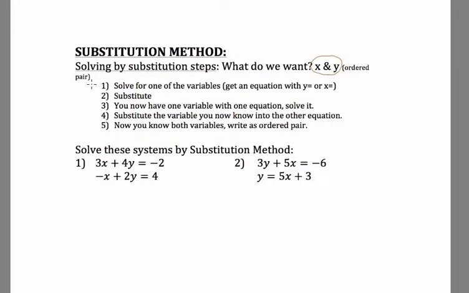First step, we will solve for one of the variables. We'll get an equation that has either x equals or y equals. Next, we'll substitute one equation in for the other. Third, you will now have one equation with one variable in it. Solve it.